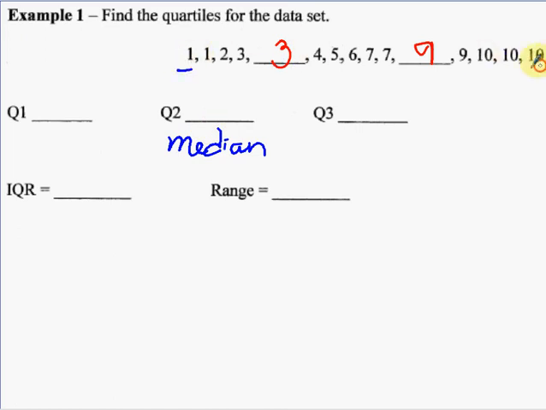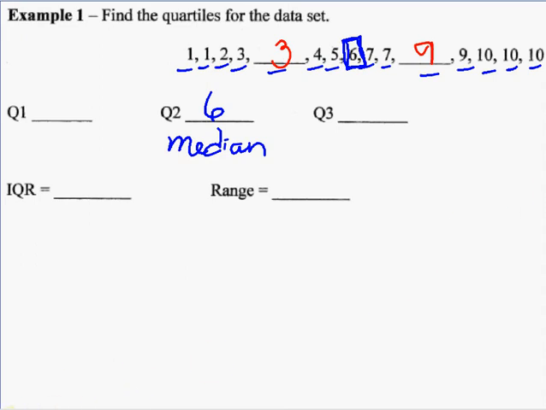Let's cross one off from each side. Notice I'm not crossing out through the number because I want to be able to see the number. So I'm just doing one from each side. Big 3, big 9. It's an ugly 9, huh? Alright, let's see. And I'm going to put a little box, you can circle, whatever you want to do, around Q2, which is 6, or the median.